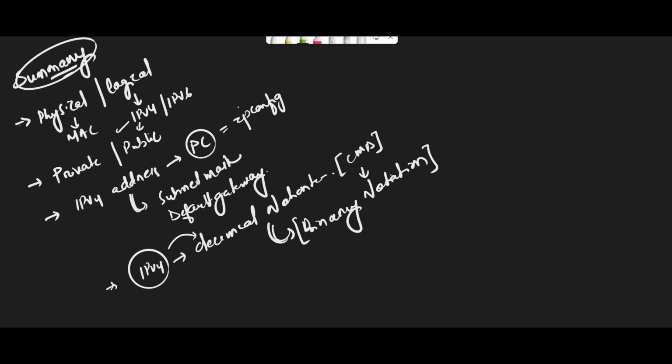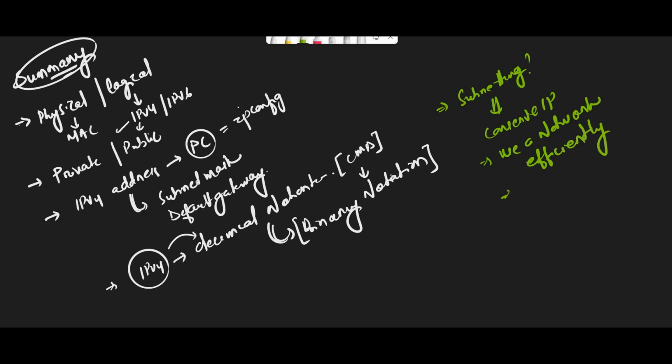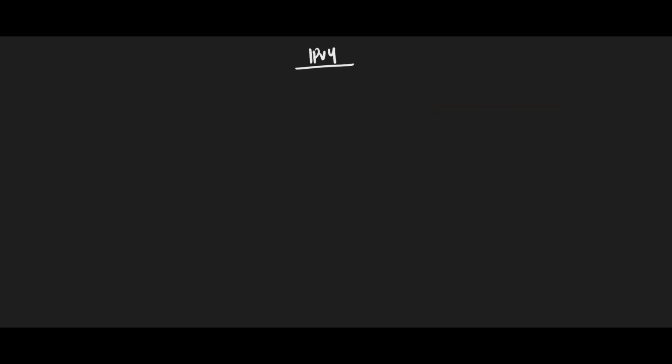Today we will be covering subnetting. Why do we need subnetting? Basically, we need subnetting to conserve IP addresses and use the network efficiently. Efficiently means how we can assign IP addresses to hosts using subnetting. When we talk about IPv4, 4.3 billion addresses exist. This is a limited number, with the number of devices growing in terms of IoT, mobiles, and laptops.